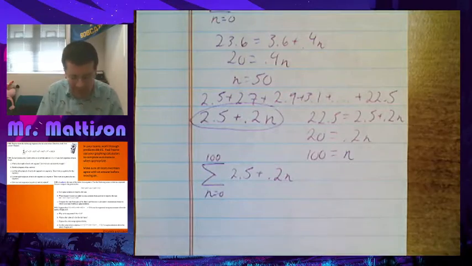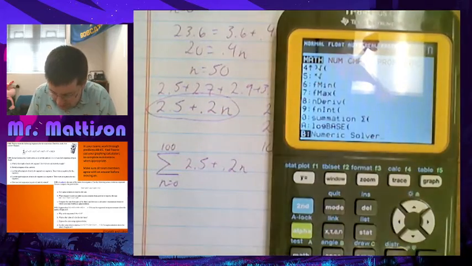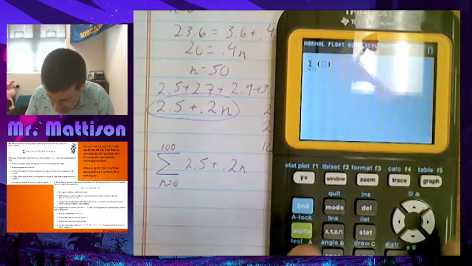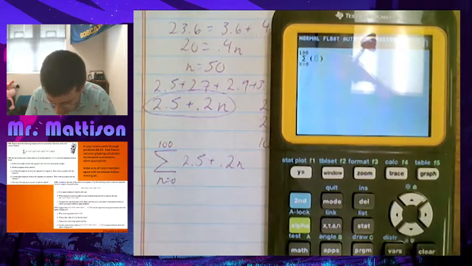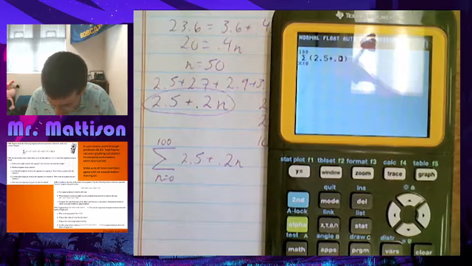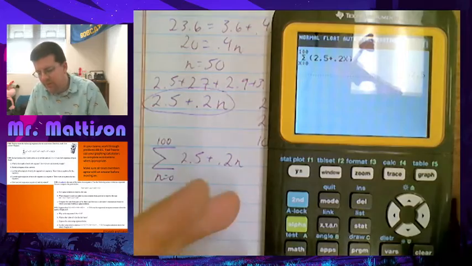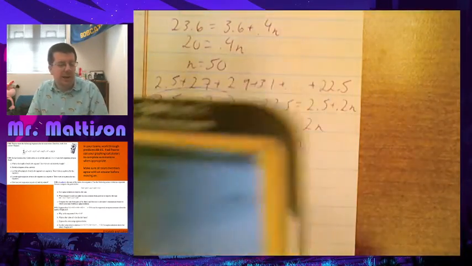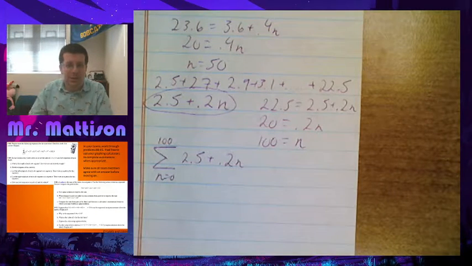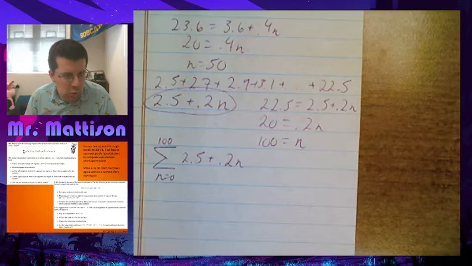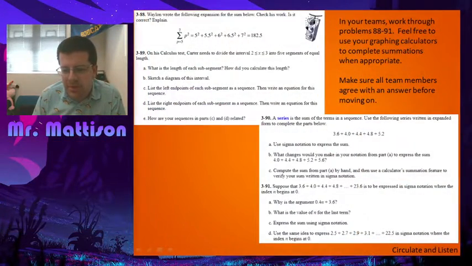Let's do it because why not? So on the calculator, summation, we want x from 0 to 100. Our pattern is 2.5 plus 0.2x. And bingo, there we go. 1,262.5. So again, your calculator can do that in a matter of seconds. To do that by hand would take you way longer than you'd ever want to spend doing that tedious of math.